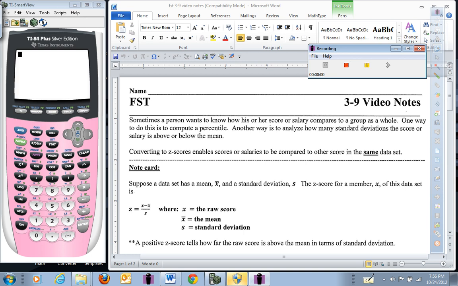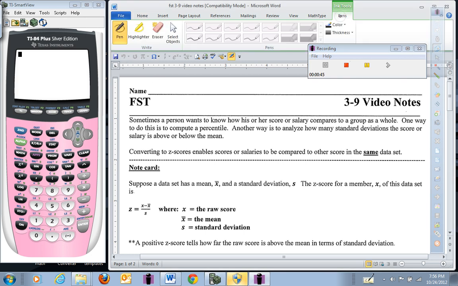You're going to need 2 things for this. You're going to need this worksheet, and you also need a blank note card. So we'll make one more note card for this chapter. So we need a note card, and we need these video notes. Okay, so let's talk about what z-scores are.